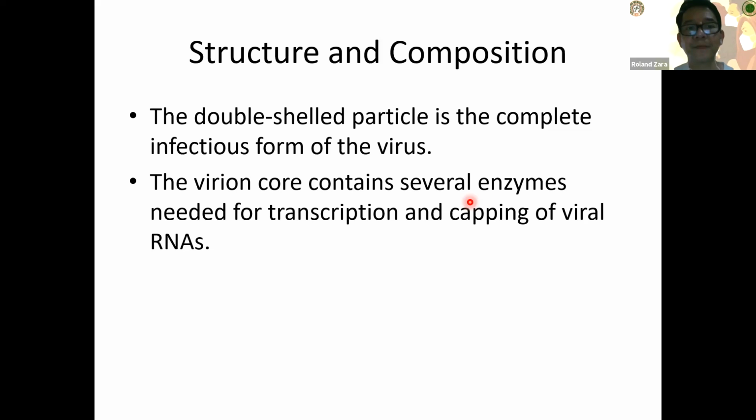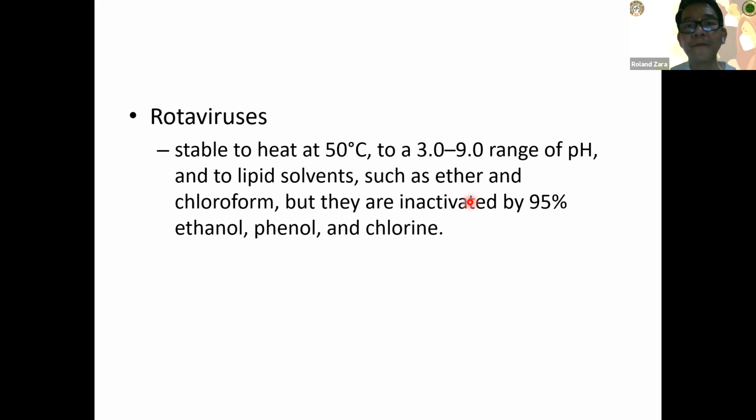Your rota is very stable up to 50 degrees centigrade. So when you try to heat water in order to kill the rotavirus, you have to heat the water to more than 50 degrees centigrade. They are stable at a pH range of 3 to 9, and they are stable to lipid solvents, so they cannot be killed by ether or chloroform, but they can be killed by 95% ethanol, phenol, and chlorine. Meaning your 75% ethyl alcohol cannot kill your rotavirus. It needs 95% and chlorine. So bleach can be used, and this can kill surfaces contaminated with rotavirus.